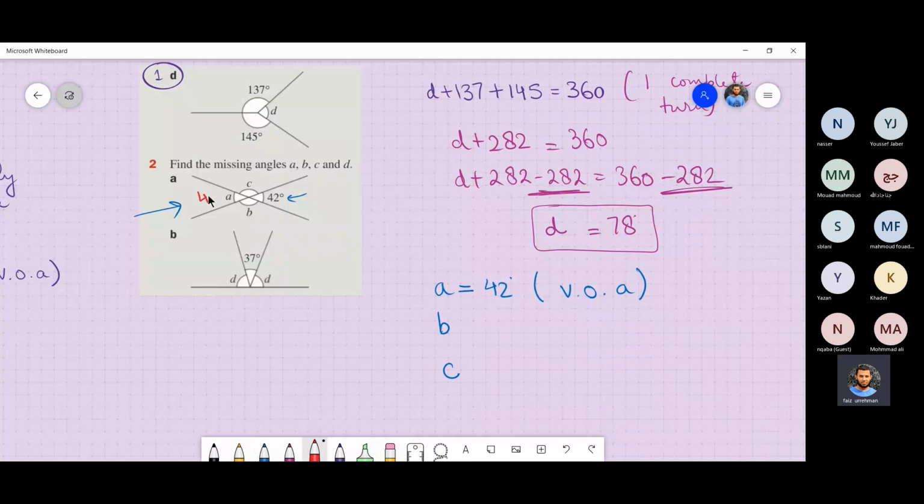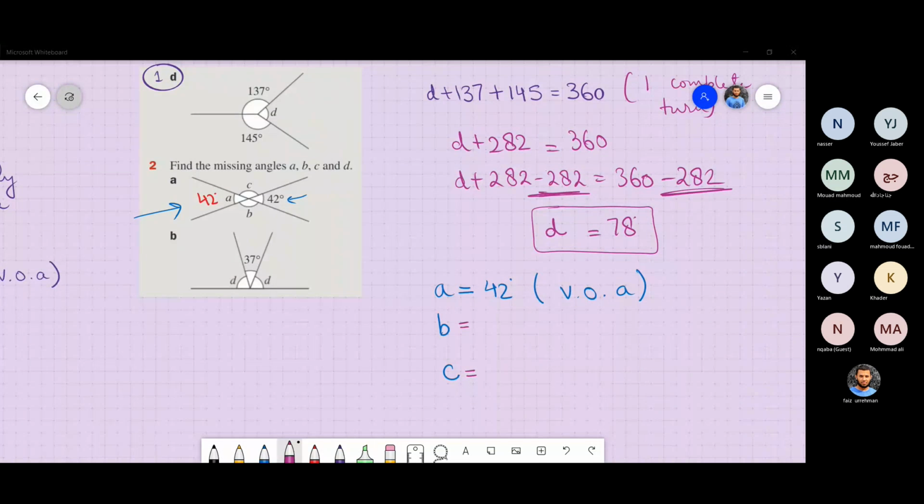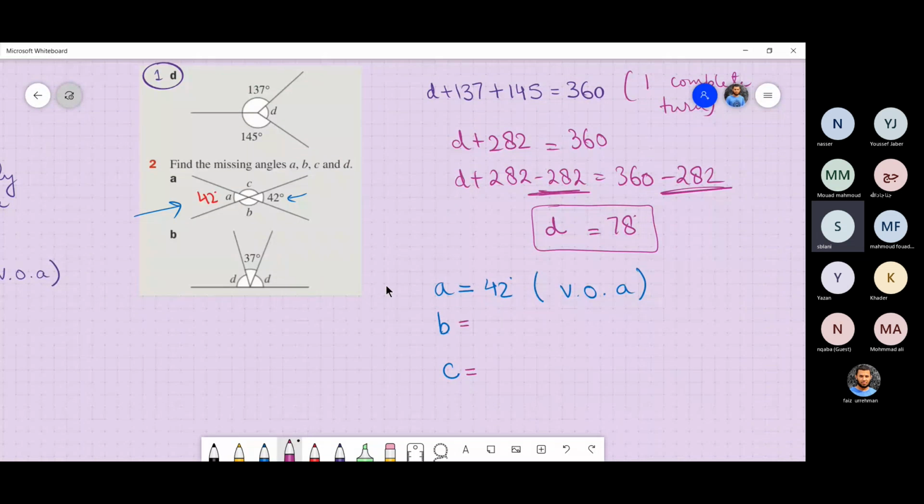Okay. Now what else? C and B. How can we find C and B? Who can tell me? Sir, I know. Yes, tell me. We minus 42 from 360, and the answer will be 318. What? Why? No.